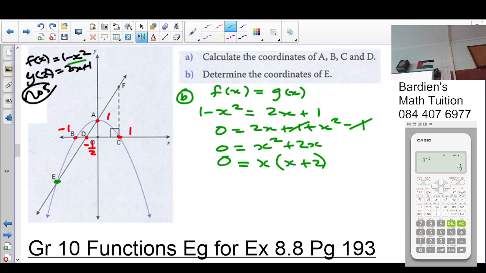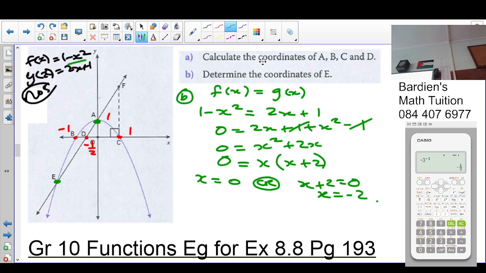So we say x is equal to 0 or x plus 2 is equal to 0, which results in x is equal to minus 2. Okay. People, why do we have two solutions? There are 2 points of intersection. At O, yes, as it says O. And this one here is at E, which is negative 2. Not so? So E is the negative 2 one.